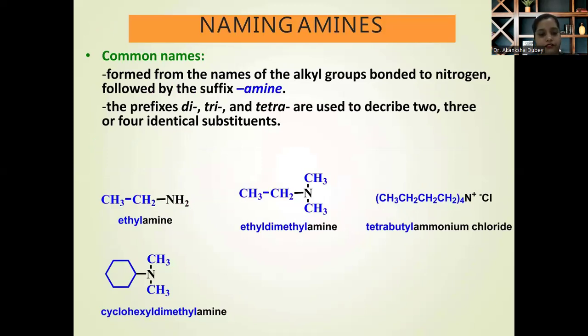See, for example, in the first, you see an ethyl group is attached to the amino group and therefore we label it as ethylamine. Whereas in the case of the second, two methyl groups are attached to the nitrogen atom and an ethyl group on the left side, therefore we term it as ethyl dimethylamine. And in the third, we term it as tetrabutyl ammonium chloride because butyl groups are attached at four positions. Therefore, it is termed as tetrabutyl.